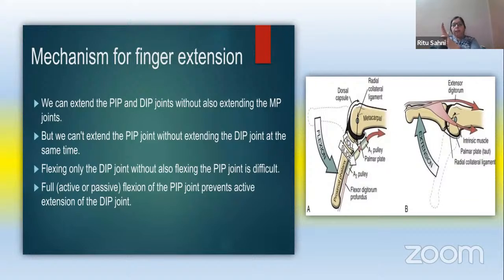And flexing only the DIP joint without also flexing the PIP joint is very difficult, because if we flex, definitely it will also come into flexion. So these are the mechanisms for finger extension, and full active and passive flexion of the PIP joint prevents active extension of the DIP joint. So it will be in the extended position because of the convex-concave rule of these bones, where the metacarpal versus the phalangeal joints, with their ligaments, their concavity versus convexity, will determine the rolling and gliding, because these are concave, so it will be in the same direction.